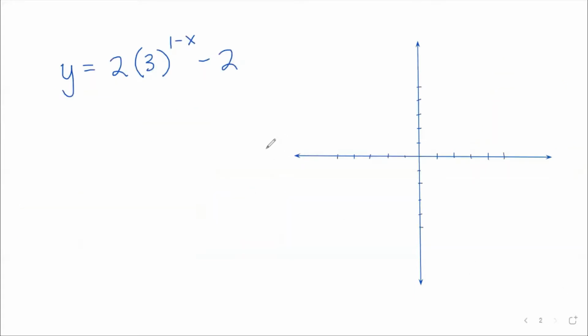So let's do one more of these. And of course, there's a little bit of a twist in this one. So we know that vertical shift is down 2.